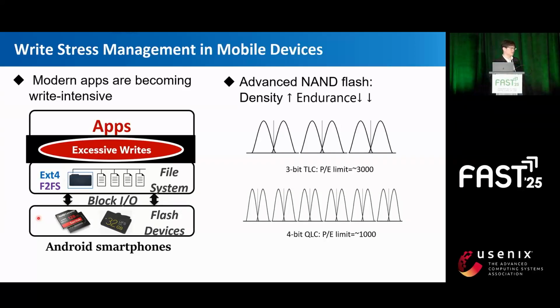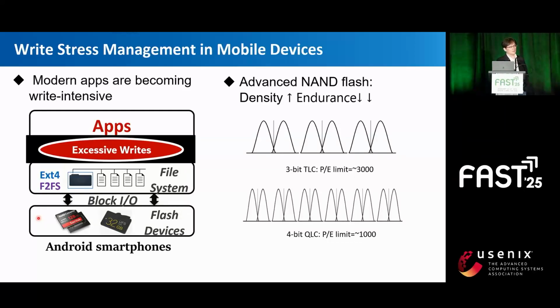So that brings a serious concern about the flash lifespan. And the problem is getting worse. On your right-hand side, it shows that manufacturers are trying to migrate to high-density flash memory. For example, here I show TLC and QLC. And for QLC, the P/E cycle count limit is just 1,000. So if we combine the two factors, this is really a serious concern about the flash lifespan.